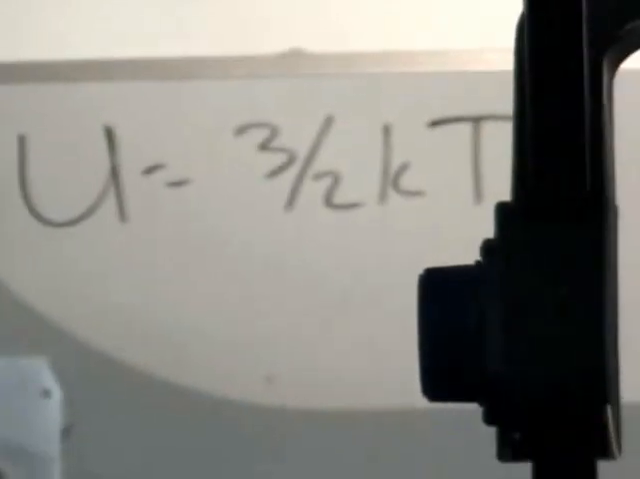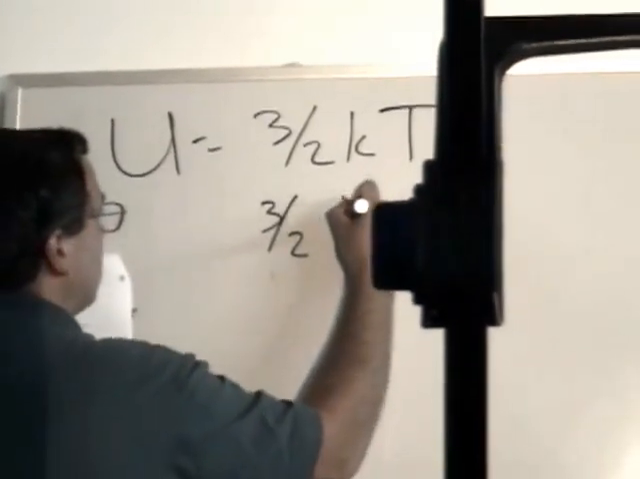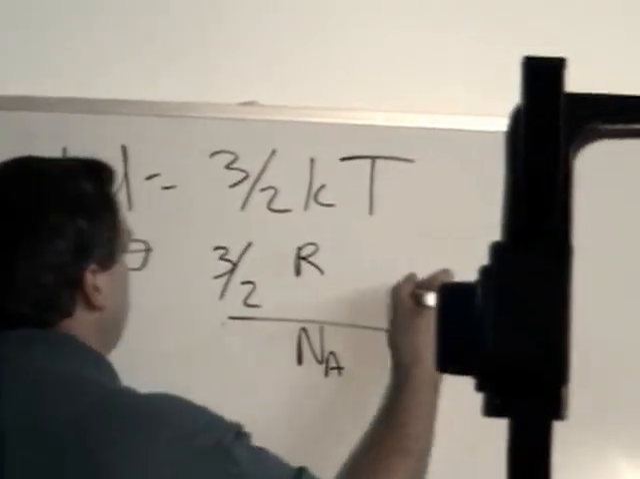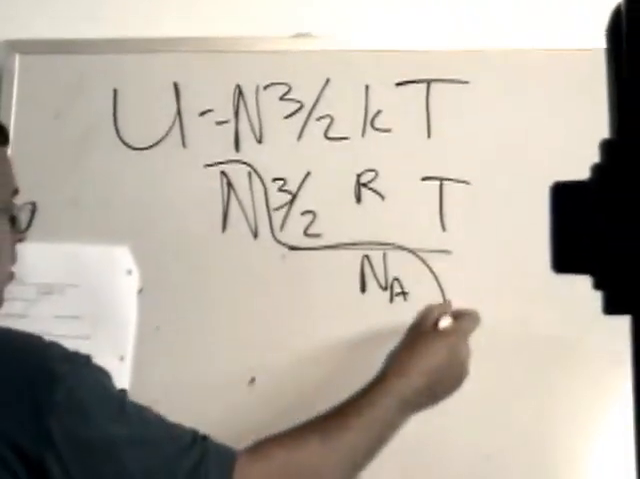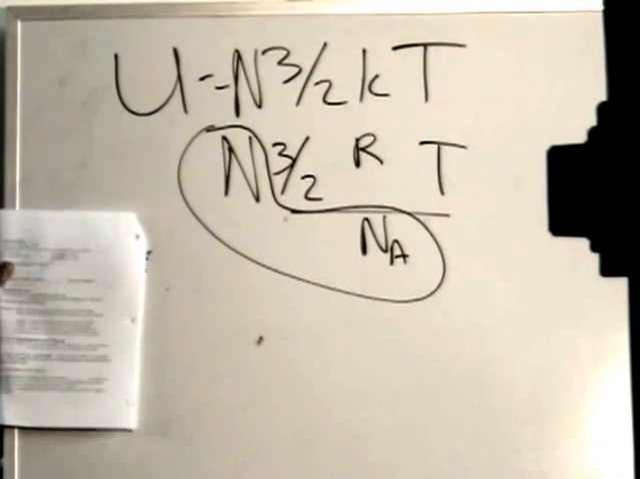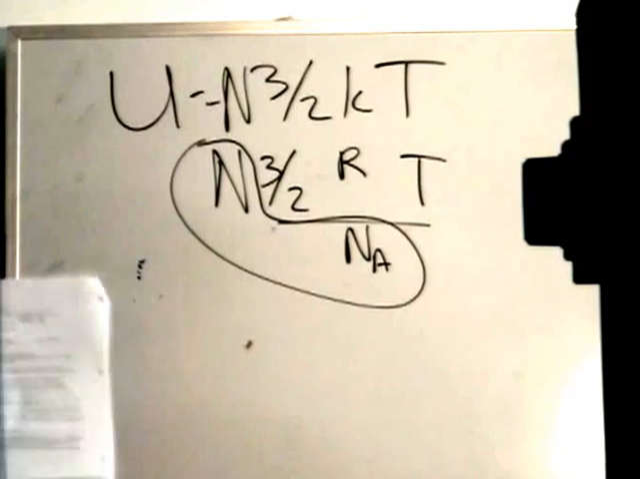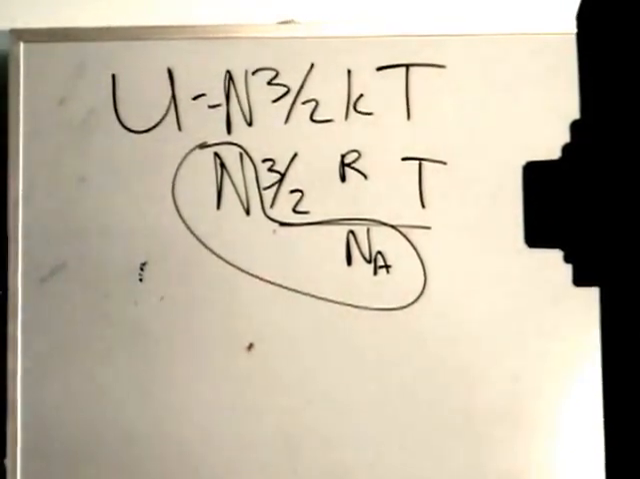Okay, U equals 3/2 kT. If U is 3/2 kT, and we remember that k is R over NA, so I can write 3/2 R over NA times T. Excuse me, I left out my big N here. If I bring my big N down, what is big N divided by NA? Little n, Avogadro's number.